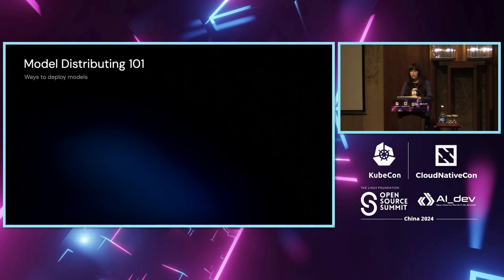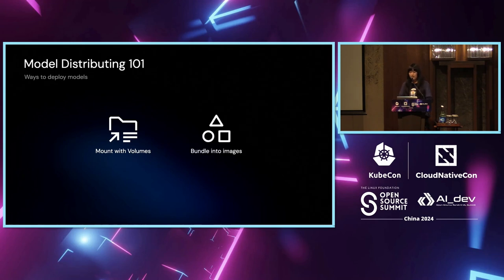Okay, so how can we mount them to the containers or applications? There are two ways in practice. The first one is to mount with volumes. We have S3 storage, we put the model in S3, and we mount it into the volume. The second one is to bundle it with images. But those are not very good, and that comes with problems.